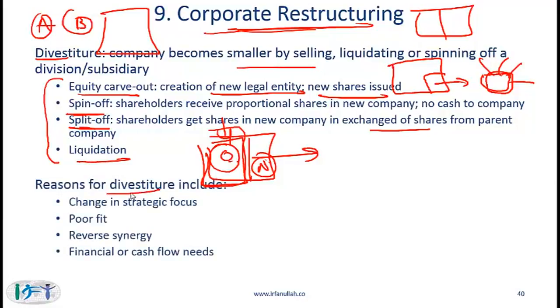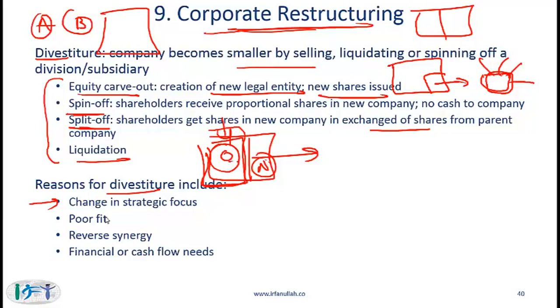What are the reasons for divestiture? A big one would be change in strategic focus. So for example, you are an auto company and you had a financing wing, and now you decide to stop the financing business. Your focus now is just on selling cars. You might divest or sell off the financing division. Not probably a great example because very often it is the financing division that makes the most money, but just as an example.